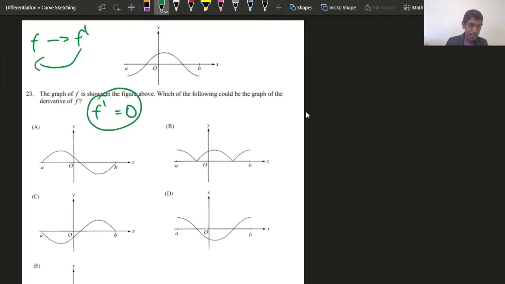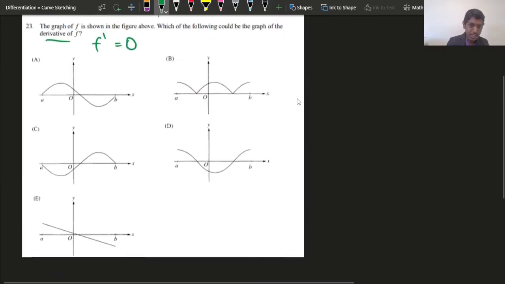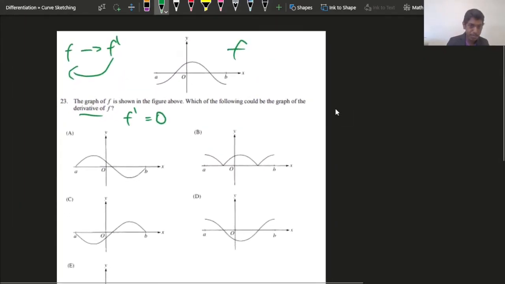So where is F prime going to be 0 based on this graph here? Well, this is a graph of F, not F prime, and I see only one zero in between A and B. I'm only considering in between A and B because I'm not quite sure what's happening exactly at A and B. So there's only one zero of F prime in between A and B. So let's just eliminate anything else. So this is the derivative of F, so these graphs should only cross the x-axis one time in between A and B.